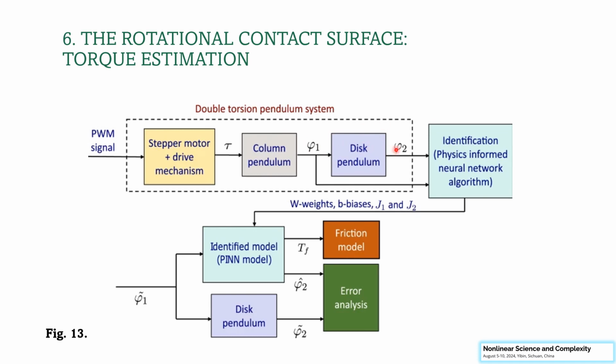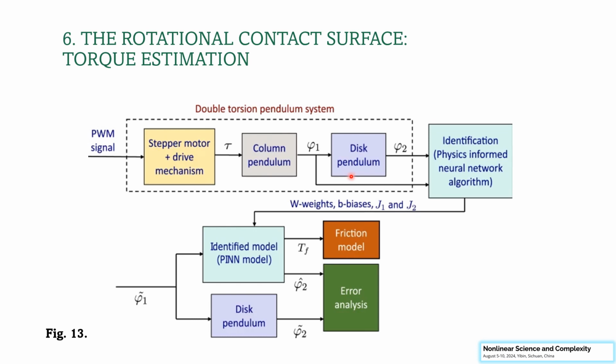In response to this excitation generated through the friction on the contact surface of both bodies, the disk rotates about phi 2 relative to the column. Both state variables of the 2 degree of freedom pendulum are used by the algorithm of identification of the friction moment and the constant mass moment of inertia of both bodies. We also obtain weights and biases for the network, creating the identified PINN model.